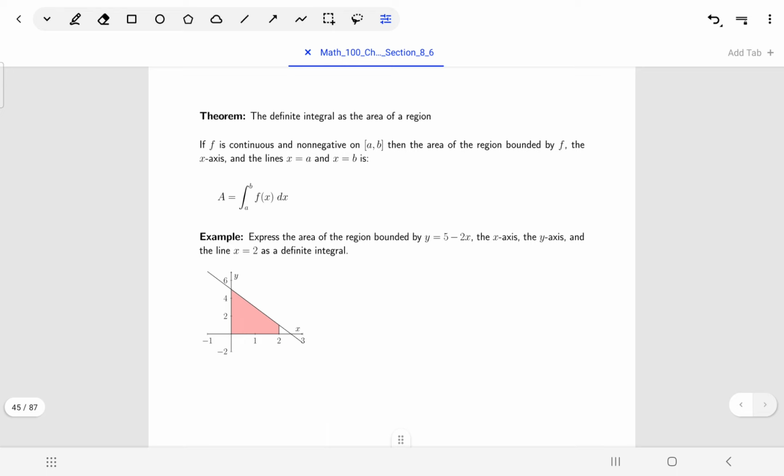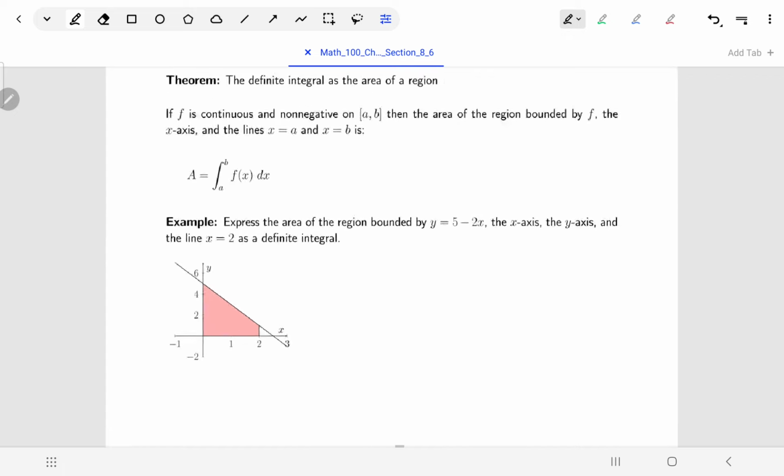Welcome back. In the last part of this section, we talked about the definite integral, and we'd ended off with the observation that if we have a function that is continuous, if it's non-negative, then the definite integral represents area. And that's exactly what we have here with the following theorem. If we've got a continuous and non-negative function, and we're looking for the area between our function f and the x-axis, between x equals a and x equals b, then the area is that definite integral.